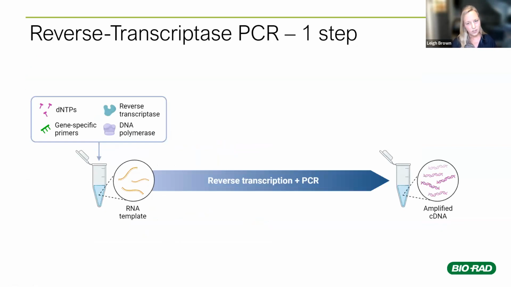Just as an aside, this can also be a one-step process. Bio-Rad sells a kit for this too, where you can put everything, the reverse transcriptase and the DNA polymerase, along with gene-specific primers together, all in the same tube, instead of doing that two-step method, and do that all together, right? And so the upside of this is, of course, you're less likely to contaminate samples. It's faster. The downside is that you don't have that cDNA that you can separate out and use again later, right?